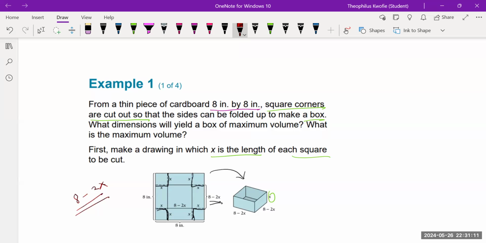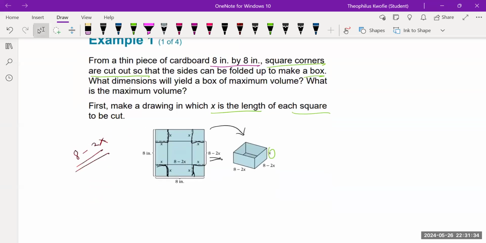So on that note, since we are talking of a box, what comes to mind would be volume. And the question was also very specific. It says we should find what dimensions would yield a box of maximum volume. So what's the volume?